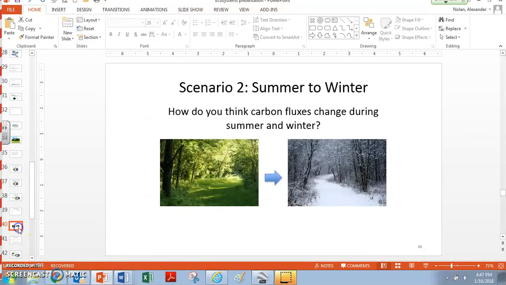So if we look at these pictures and think about this a little bit, you can make a prediction. Do you think that in the course of the summer, when we have photosynthesis going on, this forest is going to get heavier or lighter?